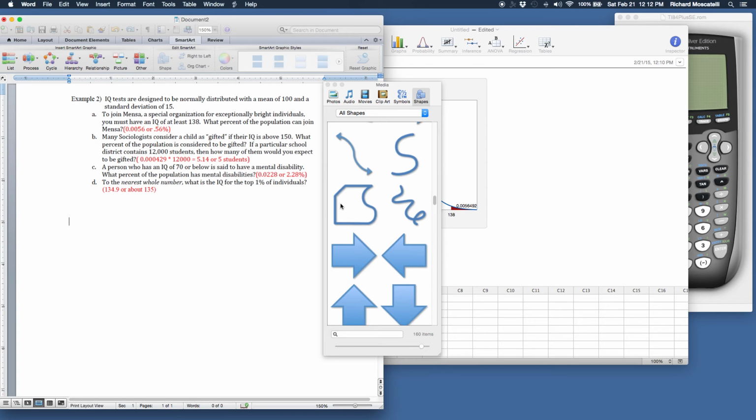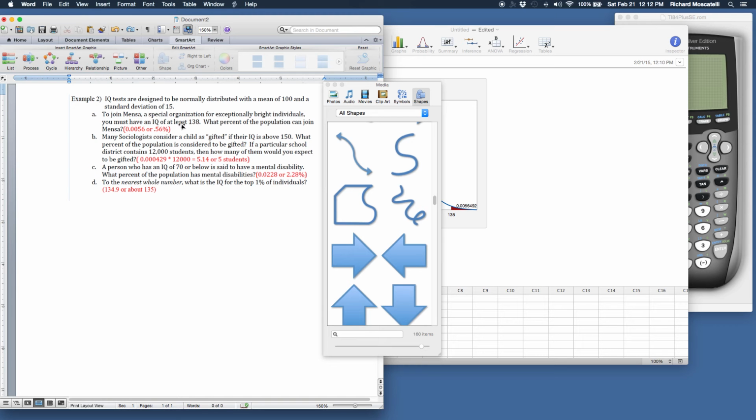Alright, so today I'm going to show you how to use Minitab Express to calculate normal distribution probabilities. So this is example 2 from your normal distribution page. It's PDF up on Blackboard. So this is describing an IQ test where it's normally distributed with a mean of 100 and a standard deviation of 15. And letter A asks you if you want to join Mensa.